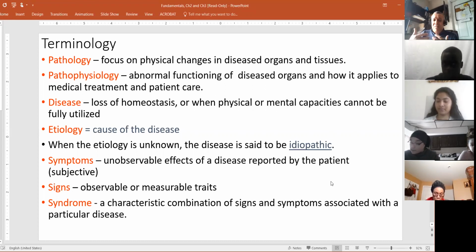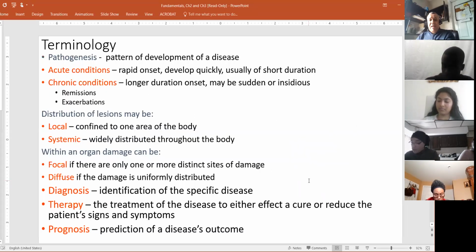These are some of the terminologies you should start to become acquainted and familiar with, because you will be using them a lot, and that will be your new language as you discuss the disease process and the treatment of these diseases.